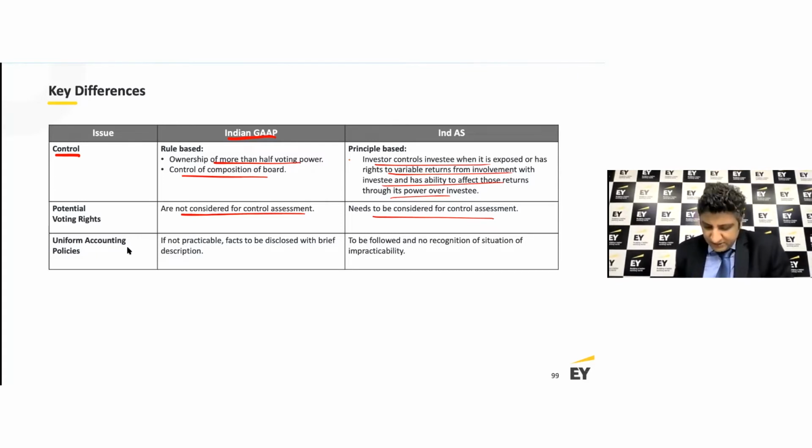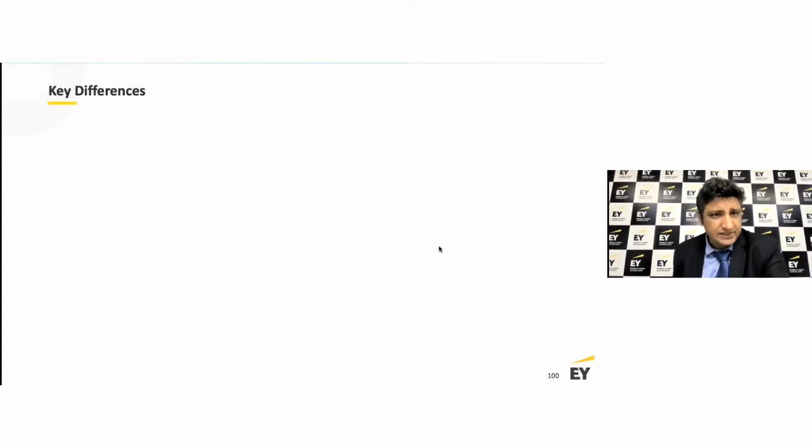Okay. As far as the uniform accounting policies are concerned, another key difference. If it is not feasible or practicable to have those uniform accounting policies, the fact needs to be disclosed. But in the other case of Ind AS, it has to be necessarily followed. There is no room for you to have different sets of accounting policies, right?